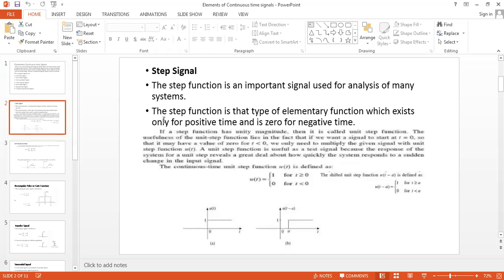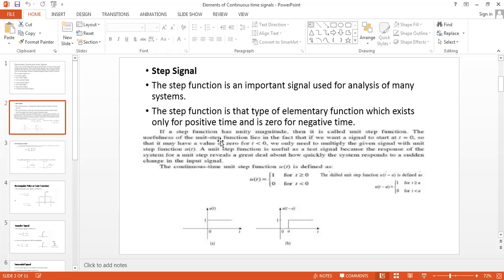The step function is that type of elementary signal which exists only for positive time and is zero for negative time. It is zero for negative time, and only for positive time it exists. And so, if a step function has unity magnitude, then it is called a unit step function.